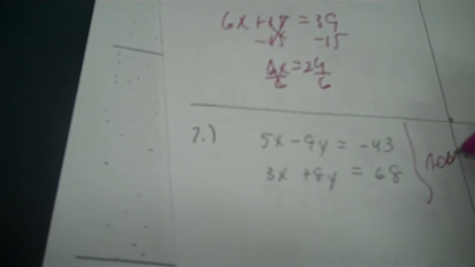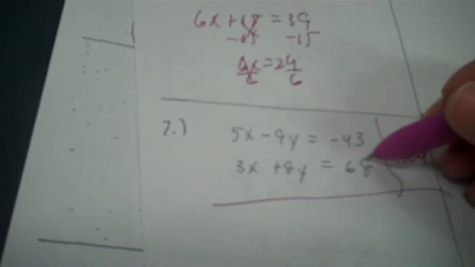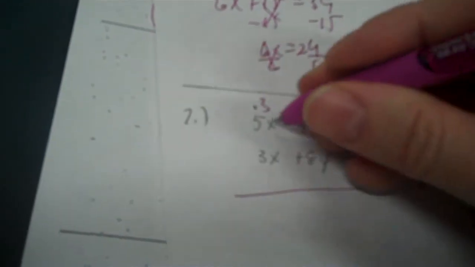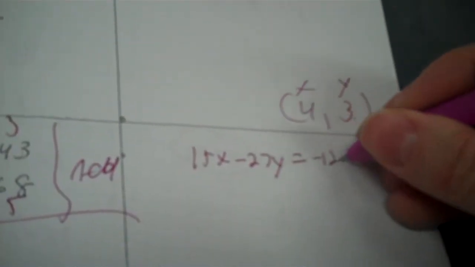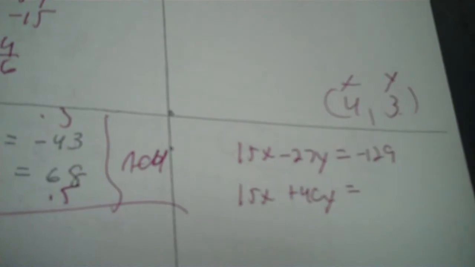Okay, number 7. Add, see if anything adds to 0 now. That's 8, that's -1, no, so we have to, I don't care if that adds to 0, it has to be the x's or the y's. So times 3 and times 5. So we're going to have 15x minus 27y, and then -43 times 3, -129. Then 15x plus 40y, then 68 times 5 is 340.